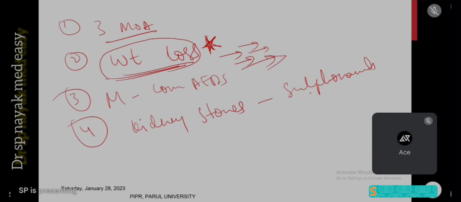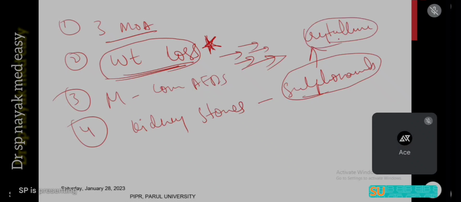Sulfonamides are antimicrobial agents. When they are given, they will cause crystalluria. In the urine, it will cause crystals, and through that it will form kidney stones. In the same way, these drugs also can cause kidney stones. So when topiramate is given, we have to advise the patient to take a lot of water.